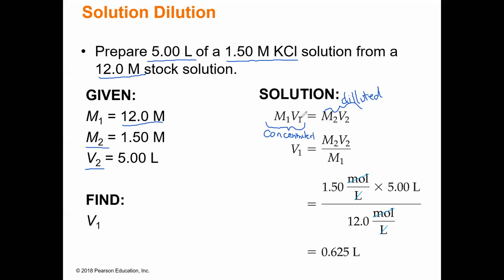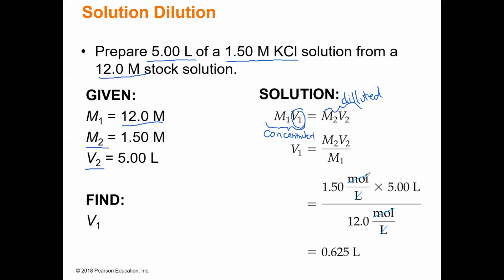Well, using our equation, we want to solve for the initial volume, because I want to know how much of that 12 molar solution do I need to measure out? Like, do I need to measure out 5 liters of it? Probably not. Do I need to measure out 1 liter? What is that number? So we isolate for V1. So V1 will equal M2 V2 over M1.